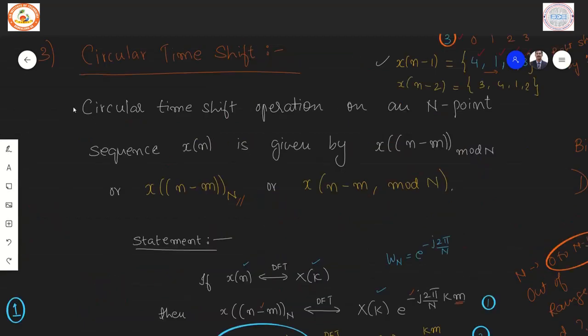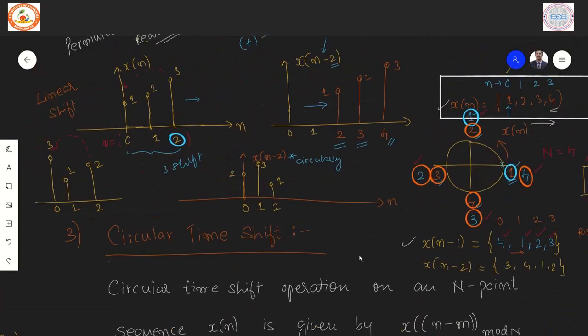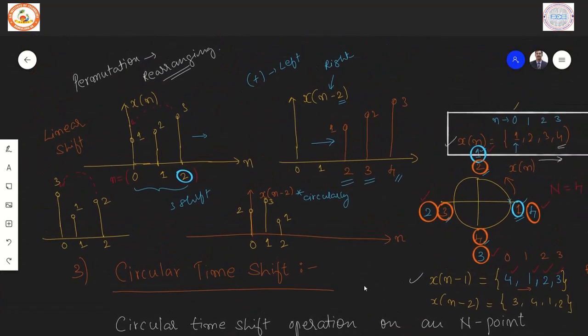The third property we discuss is called circular time shift. Up to now, we are probably aware of time shift which is performed linearly. Just to understand the difference between linear shift and circular shift, let's take a simple example. If we observe a sequence something like this, let's say the values are 1, 2, 3.